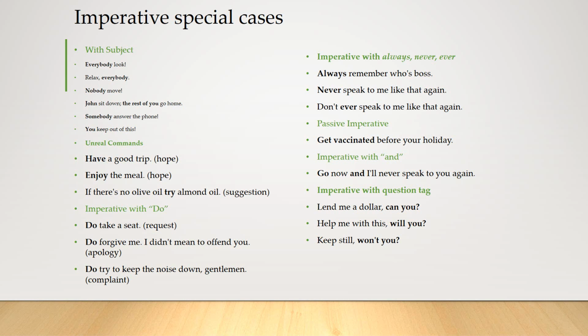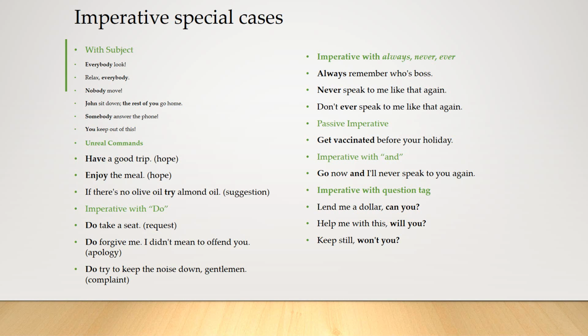For example, everybody look, relax everybody, nobody move, John sit down, the rest of you go home, somebody answer the phone, you keep out of this. So we can also use you as the subject to imply anger, as in some examples: you watch your mouth, young man, you be quiet, don't you talk to me like that.